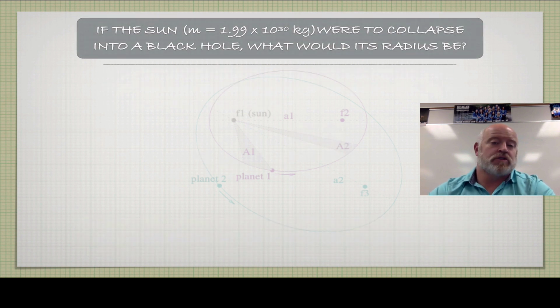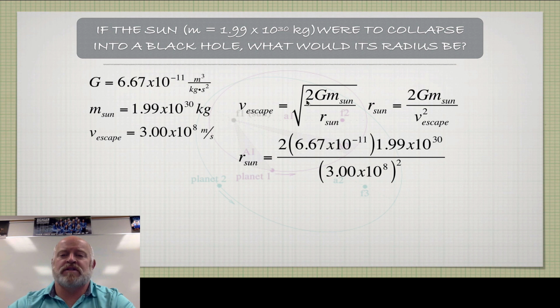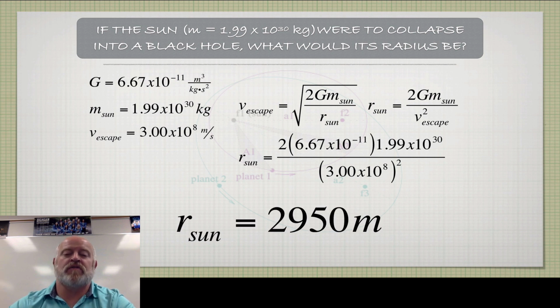So let's solve it. We can set up the escape velocity being the speed of light. We know the mass of the sun. We know G. We can plug these things in. Instead, we're going to solve for the radius now. So we're going to rearrange this to solve for radius. So it'd be 2 times GM over velocity squared. We have to square both sides to get the square root out of there. Plug our numbers in, and if we solve that, the radius of the sun would only be about 3,000 meters. So that's not very far across.